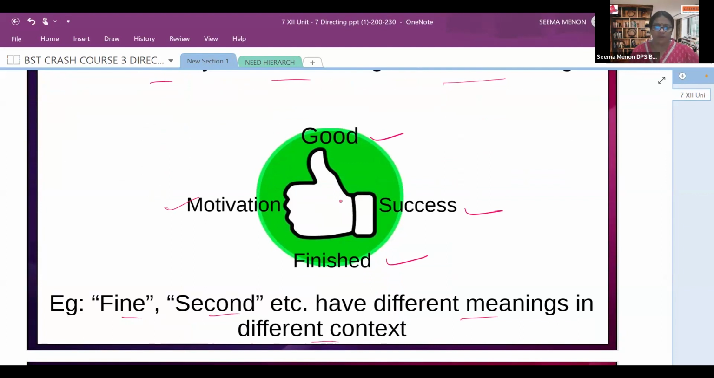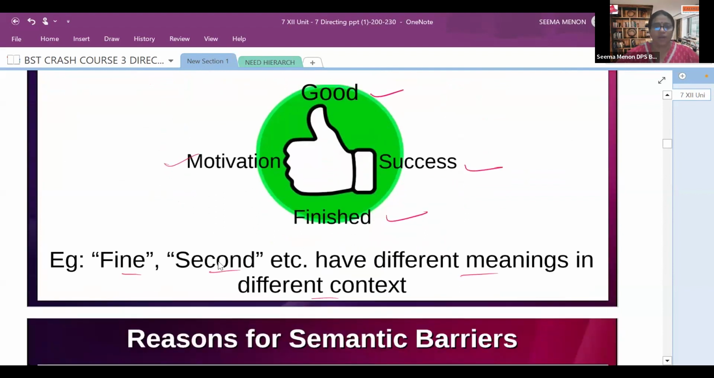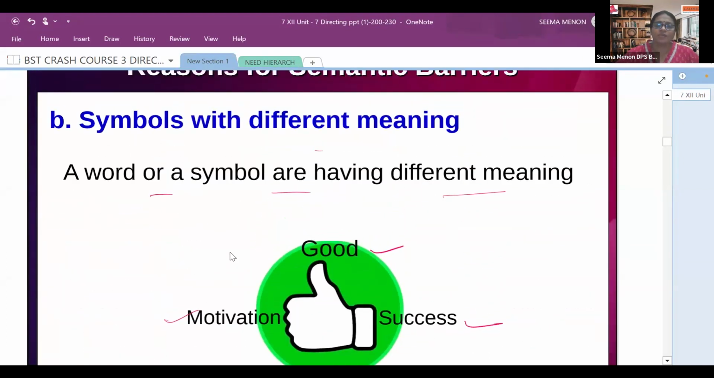I am fine. I have fine quality. "I am fine" is different. "Fine quality" is different. Second has different meanings in different contexts. If I take that, I got a second prize, but I purchased a second-hand car. So the meaning is different, right? This way, we are discussing the first topic, barriers to communication.